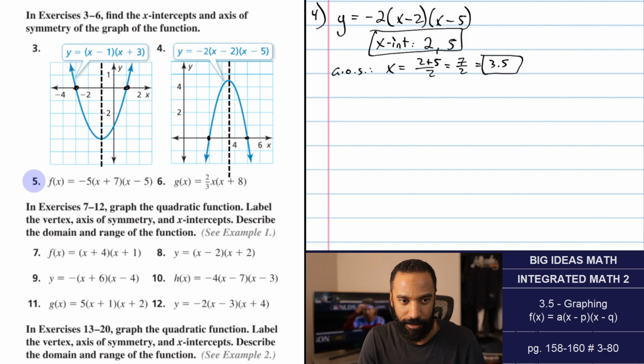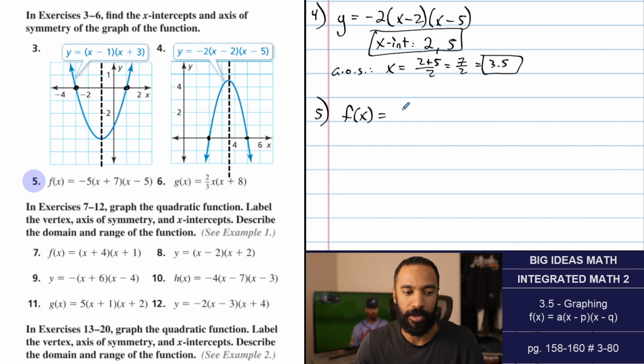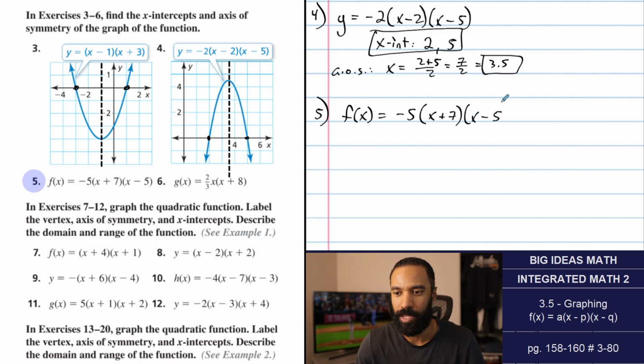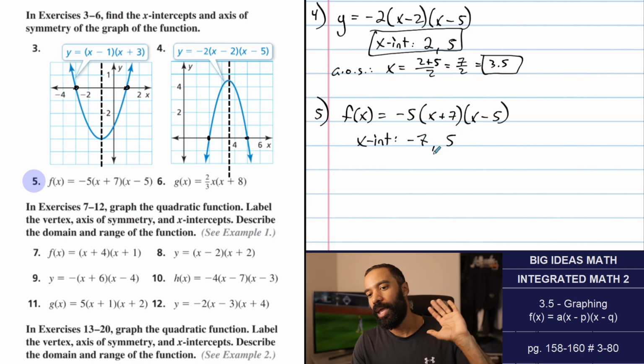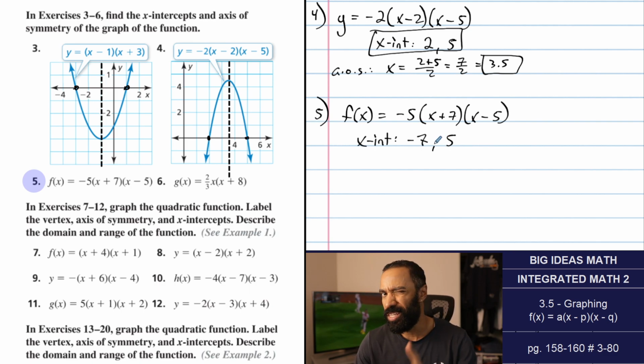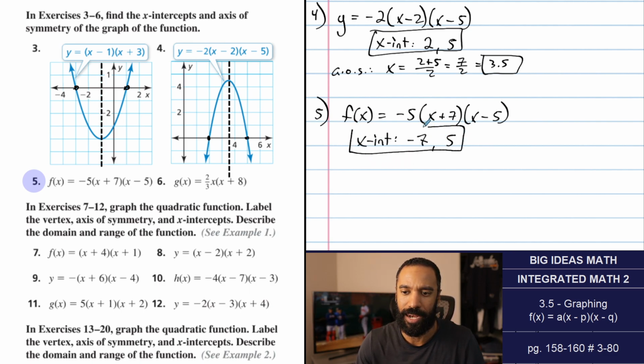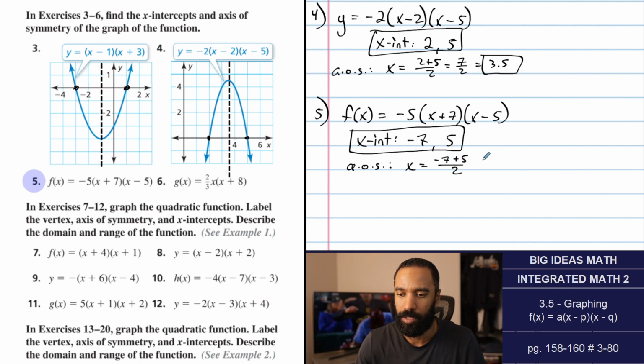Number 5, this time we do not have the graphs to confirm what we're doing, and I'm not intending to graph them, not until they're asking us to do so. So number 5, let's just rely on our numbers. F of x equals -5 times x plus 7 times x minus 5. Now, the x-intercepts will be -7 and +5 based on taking those opposites there. And what's the number halfway between those two? I believe it's -1. Let's go ahead and average those two numbers. Axis of symmetry is going to be x equals -7 plus 5 over 2, which is -2 over 2, which is indeed -1.